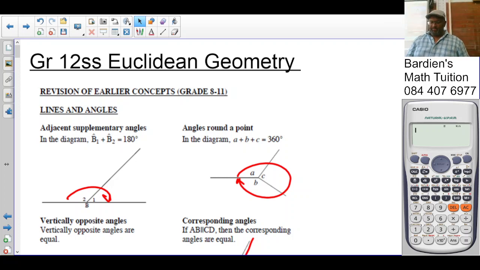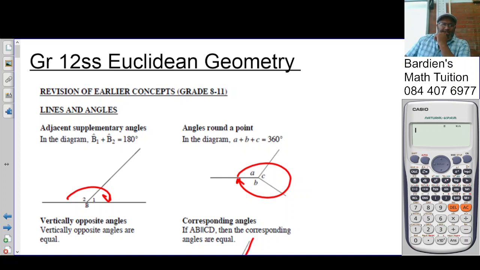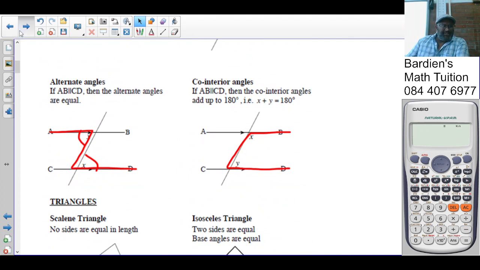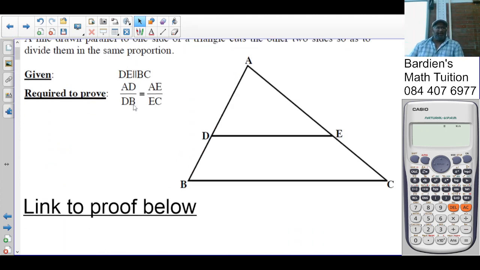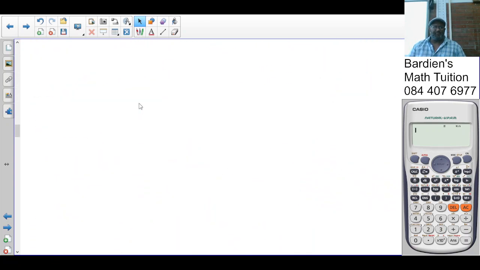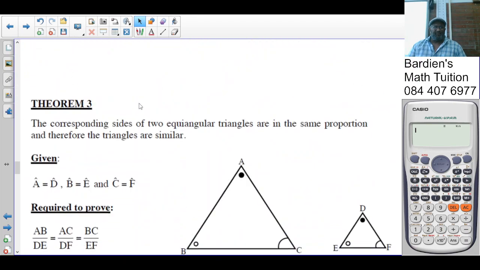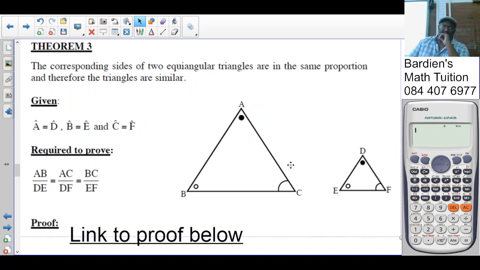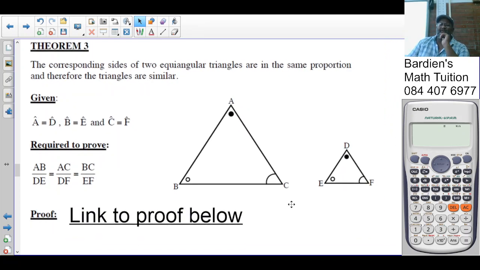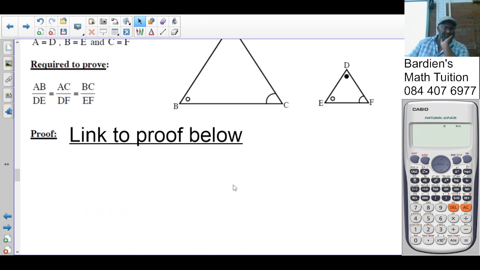Okay, good morning class. So at this point we're looking at Euclidean geometry. We looked at the similarity proof. And of course I won't be doing the proof in this video. However, the link to the proof will be found in the description box below. This theorem is normally worth 6 or 7 marks.